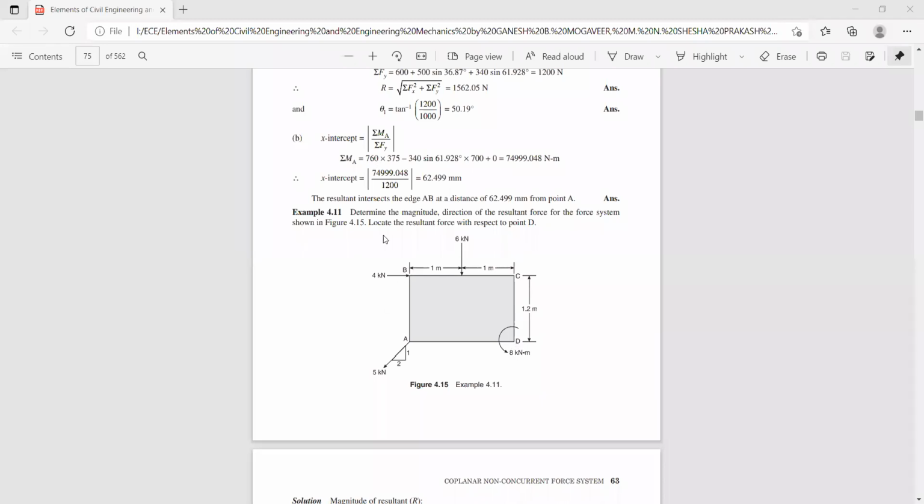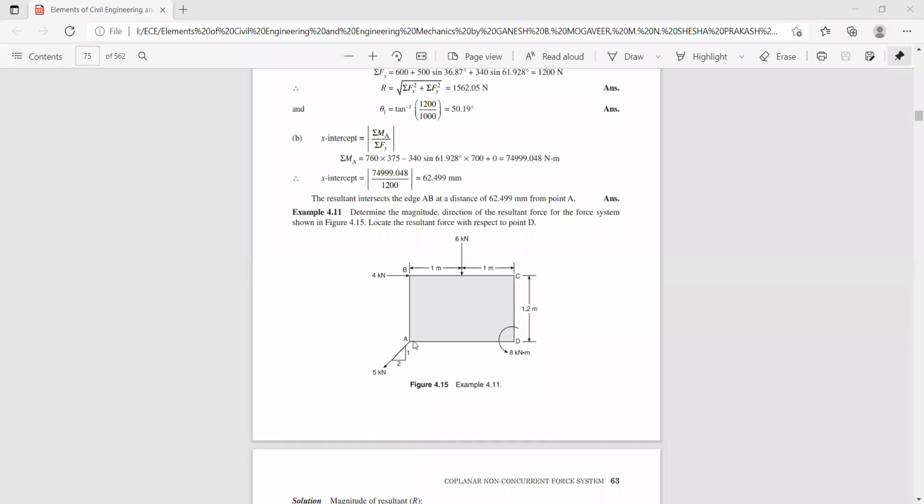Now, first you can select the reference axis right over here, and here the forces are 4 kilonewton. Instead of selecting the reference axis about point A, since the position, direction, and magnitude are required at point D, you can select the reference axis right over here, x and y.